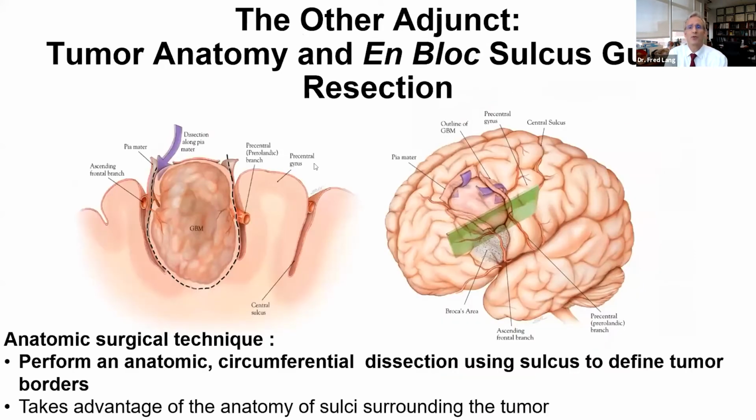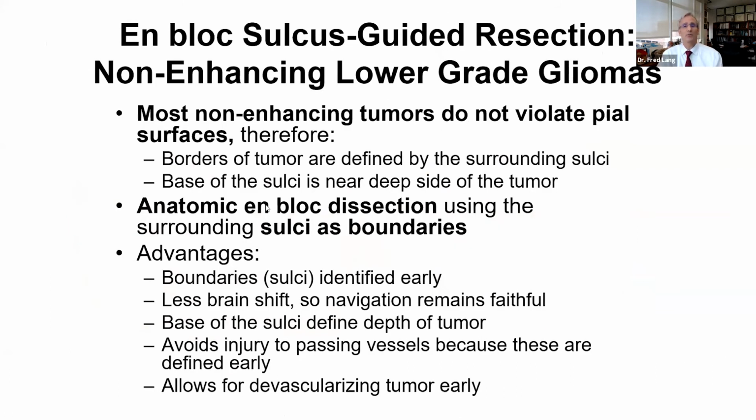But I'd like to propose that there's another adjunct that's important for us in resecting these tumors, and that is the idea of an en bloc resection using the sulci to guide the resection, essentially based on the tumor anatomy. And what I'd like to propose is that the best way to resect these tumors is to perform an anatomic circumferential dissection using the sulci to define the tumor. So many people are taught to go directly into the tumor and do what we might call a piecemeal intratumoral debulking and then move to the edges. But what we have found is that by doing a sulcus-guided resection, dissecting down the sulci, we're able to resect these tumors more completely and with a much more bloodless field.